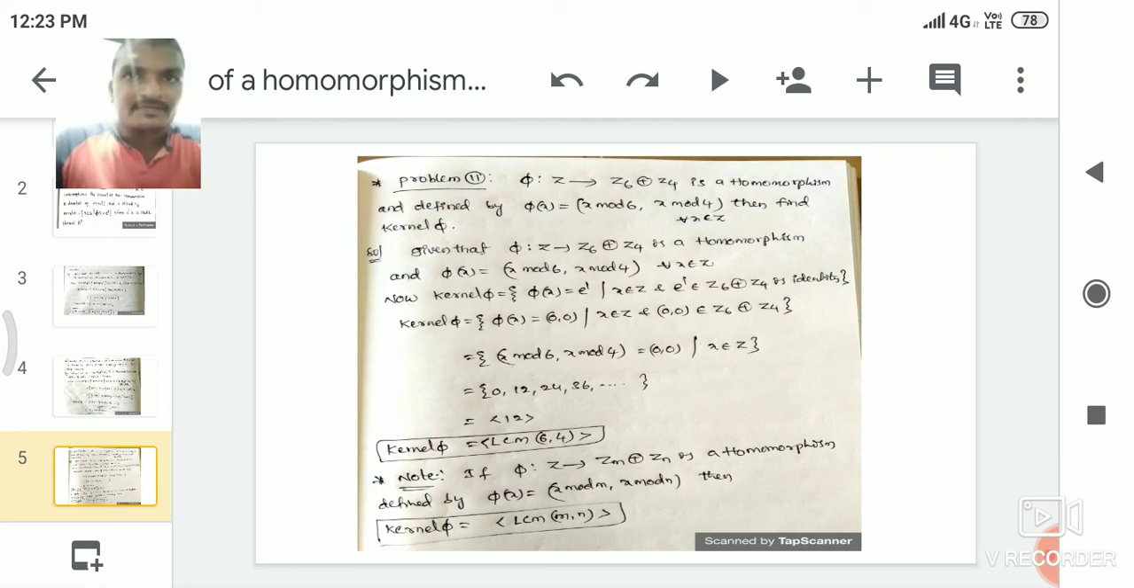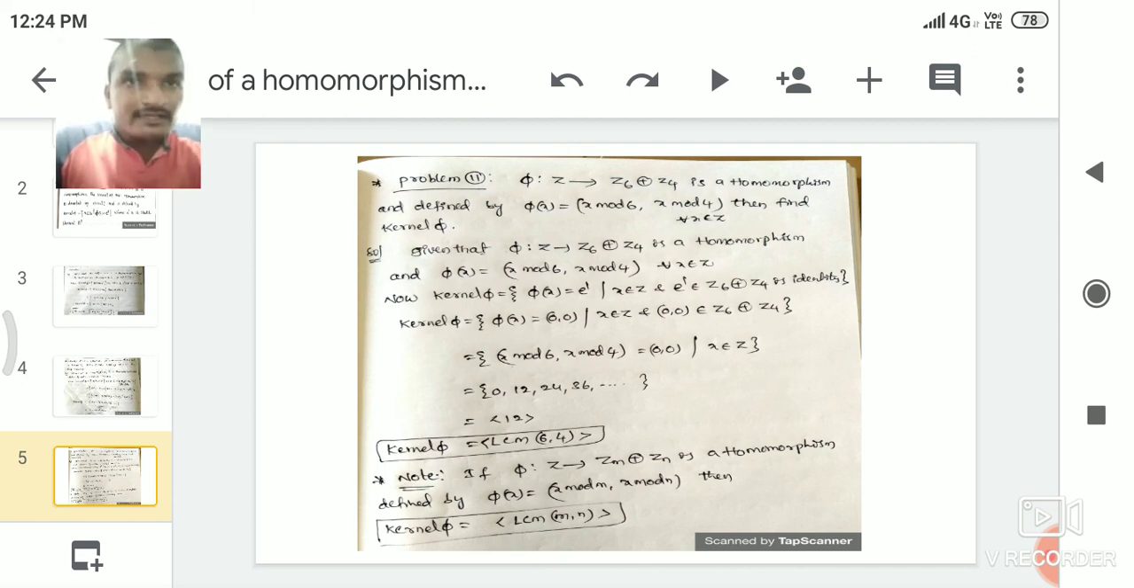Similarly, continuing this process, we substitute x is equal to 12. 12 mod 6 is 0 and 12 mod 4 is also 0. This means x is equal to 12 is an element of kernel pi. Similarly, we substitute 24. 24 mod 6 is also 0. If you substitute x is equal to 18 here, 18 mod 6 is 0, but 18 mod 4 is not equal to 0. Okay. So all the multiples of 12 satisfy this condition. That's why here kernel pi is 0, 12, 24, 36 and so on. So, this can be written as generator of 12.